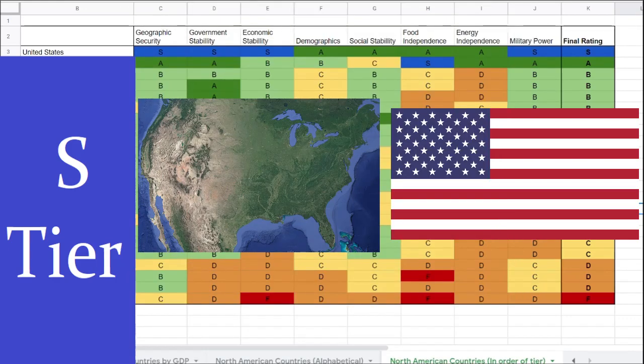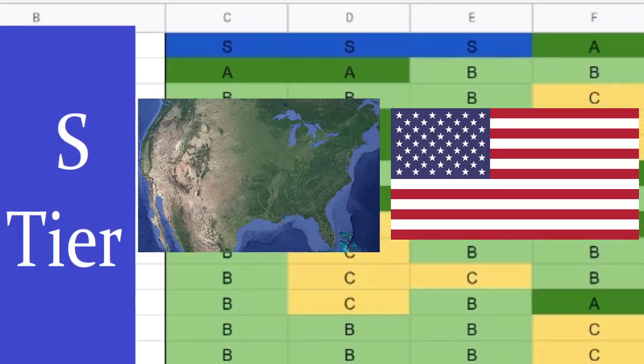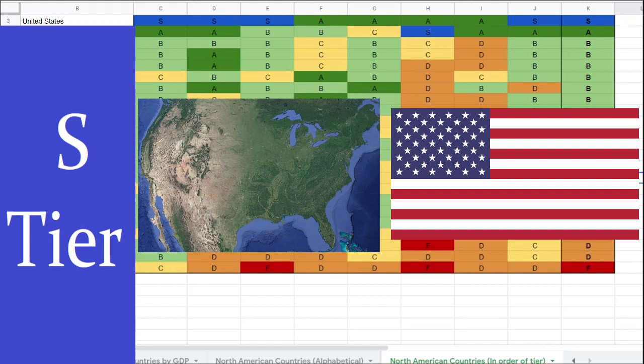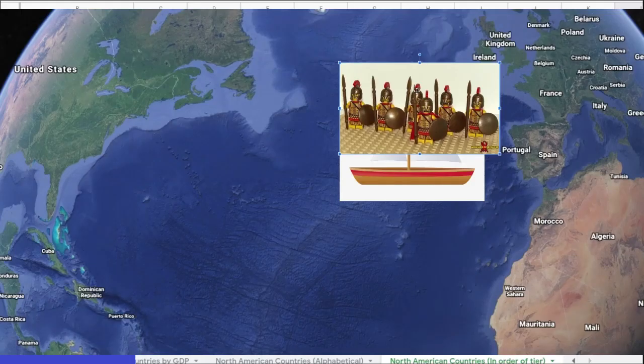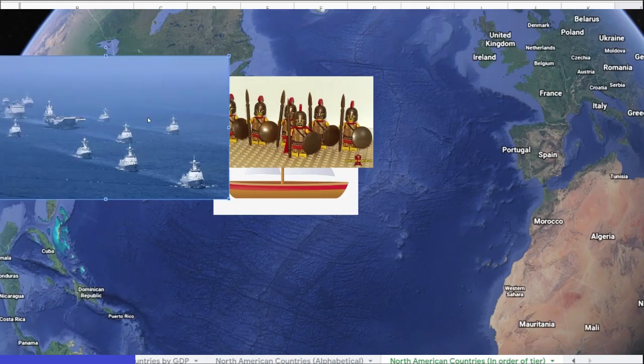So, starting off with Geographic Security. Okay, S tier. Why is it S tier? Want to invade America? Good luck, you have 4 choices. Choice number 1: put your army on a boat and cross 6,000 kilometers of the Atlantic Ocean, contending with the world's strongest navy all the way. Yeah, that's not working out, is it?